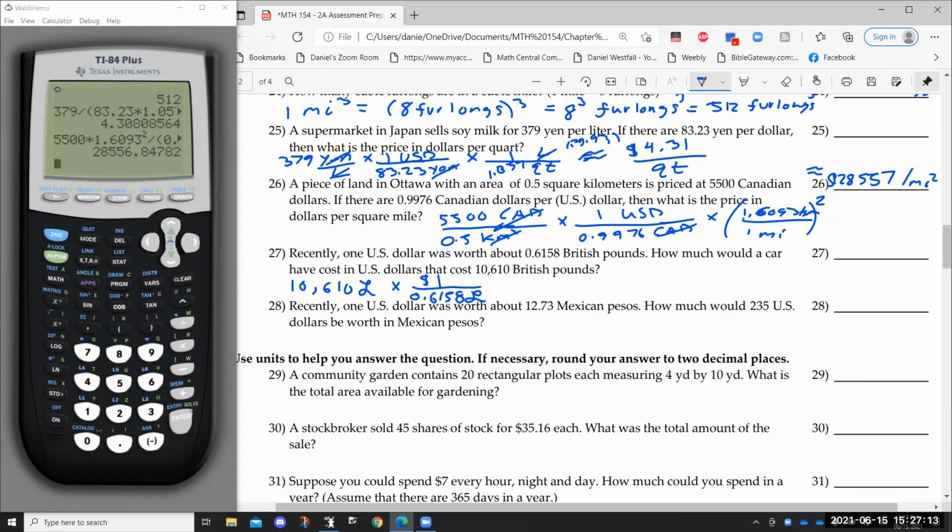So let's cancel out our pounds and say 10,610 divided by 0.6158. There we go. Sometimes my calculator eats my inputs since it's an emulator.